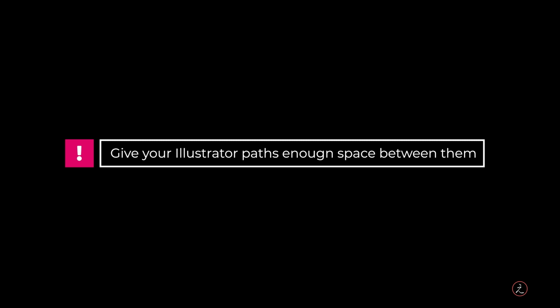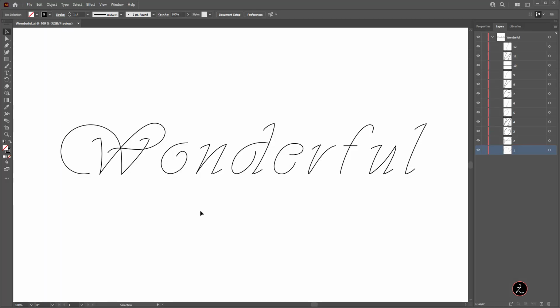Another recommendation is to give your paths enough real estate in between them so you will have room for multiple stroke sizes. So for example, I spaced some of the letters so the curve is not too close, and a good example is this letter O. I also gave enough breathing room between each of these letters.